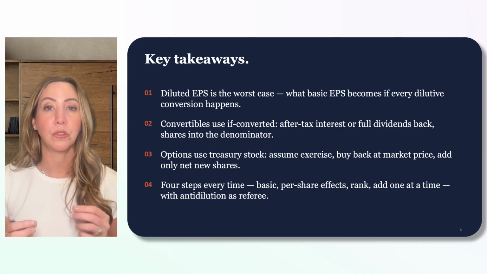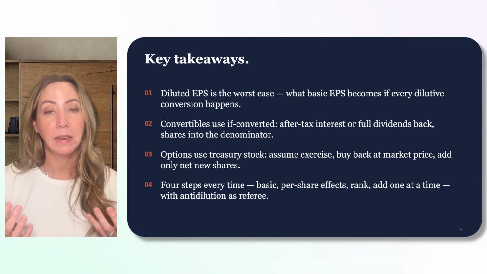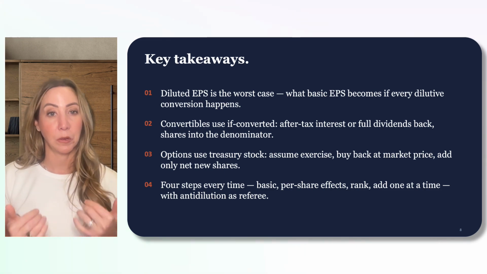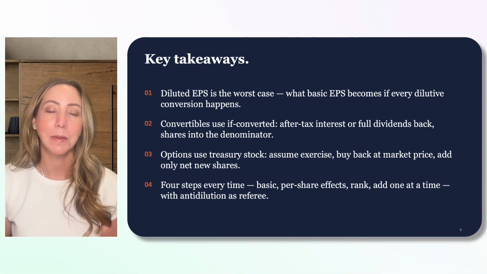And options use the treasury stock method. And we only care about the denominator. If all the options were exercised, add the new shares that would be outstanding and subtract the treasury shares that could be purchased with the influx of cash. Use the same methodical approach every time and you can't go wrong.